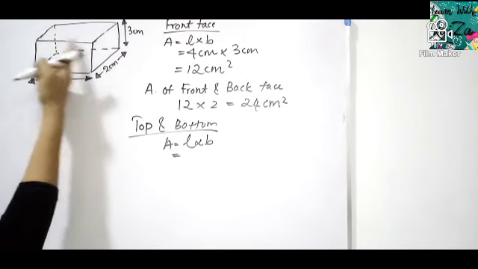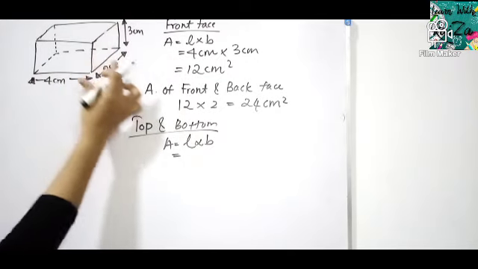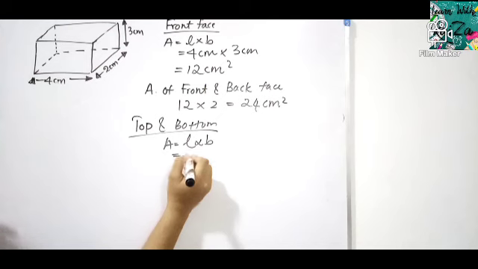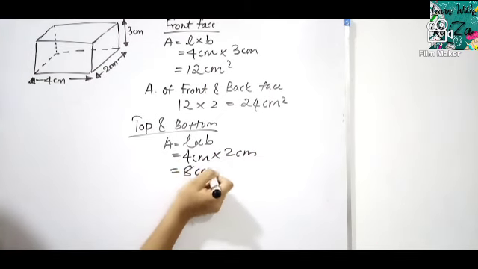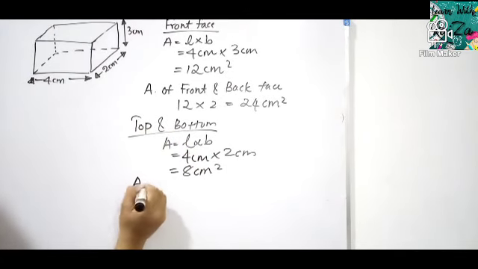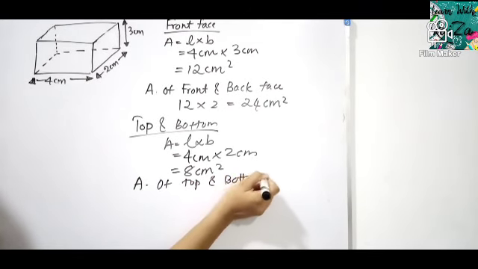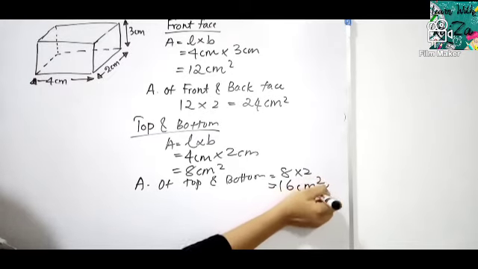Same dimension, 4 centimeter. But what is the breadth? Is this the breadth of the top portion? No, this is the breadth. Here, can you see? This is the breadth. So length is 4 centimeter, breadth is 2 centimeter. Therefore 8 square centimeter. Since top and bottom, we have to take twice this. That is 8 times 2 equals 16 square centimeters.